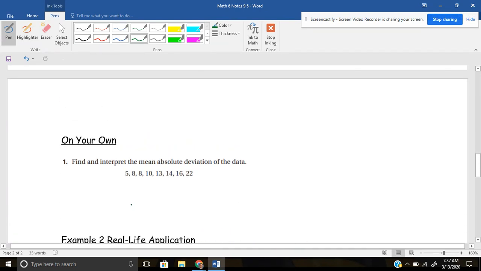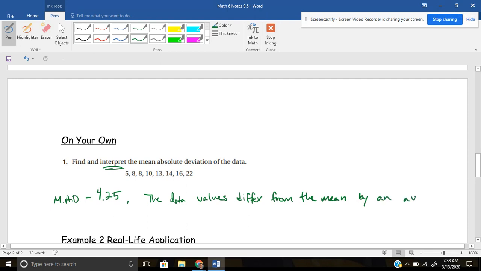All right, go ahead and pause the video now and try a mean absolute deviation problem on your own. You should come up with a mean absolute deviation of 4.25 when you do this. Okay, and then interpret the meaning. That means that these data values here differ from the mean by an average of 4.25.